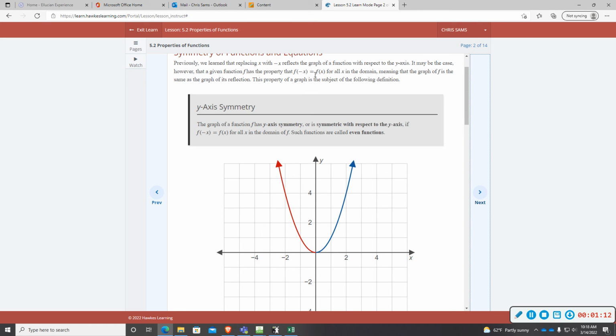The f of negative x is equal to f of x. I'm going to draw all of these out for you once we begin the practice examples in Hawks. But they're showing you a parabola. They show a red side and a blue side. If you flip it across the y-axis, and what happens is you take some point and you change the x value negative. That's what they mean by f of negative x. If it flips across the y-axis and it's a good match or perfect match, then it's called even.